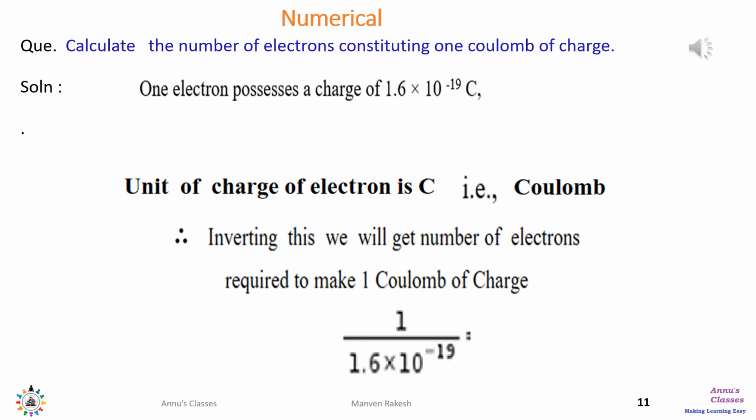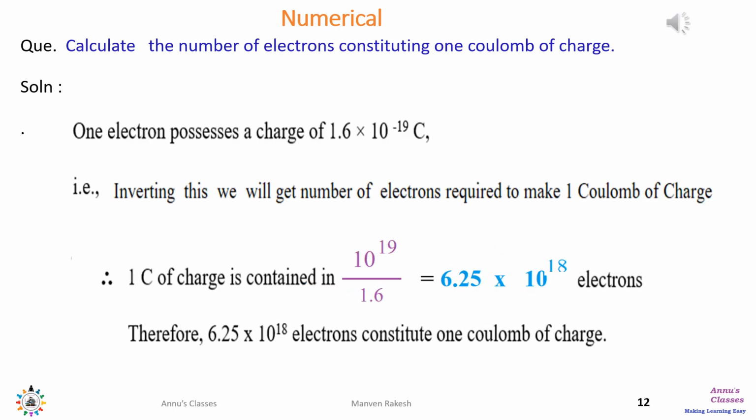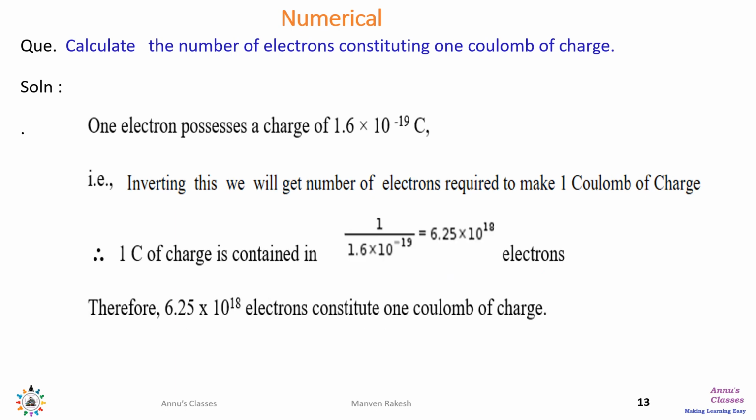That means we will write 1 coulomb of charge is equal to 1 upon 1.6 into 10 raised to minus 19 coulomb. So when 10 raised to minus 19 goes up, it becomes 10 raised to 19 divided by 1.6. We get 6.25 into 10 raised to 18 electrons. These many electrons make 1 coulomb of charge.